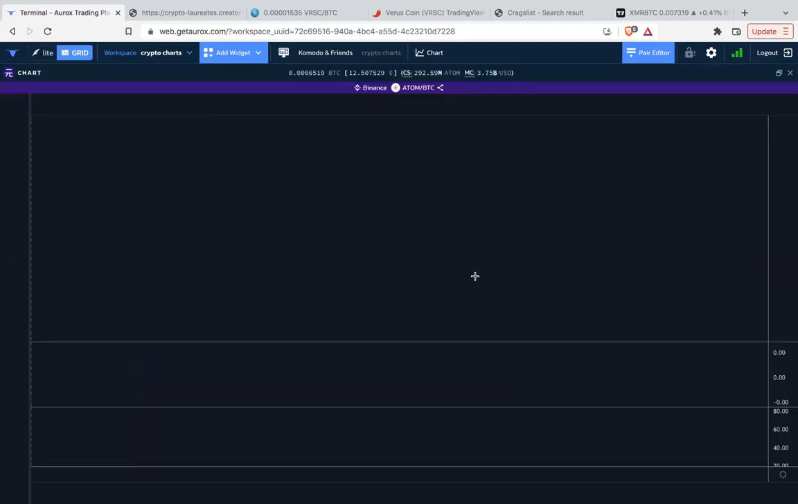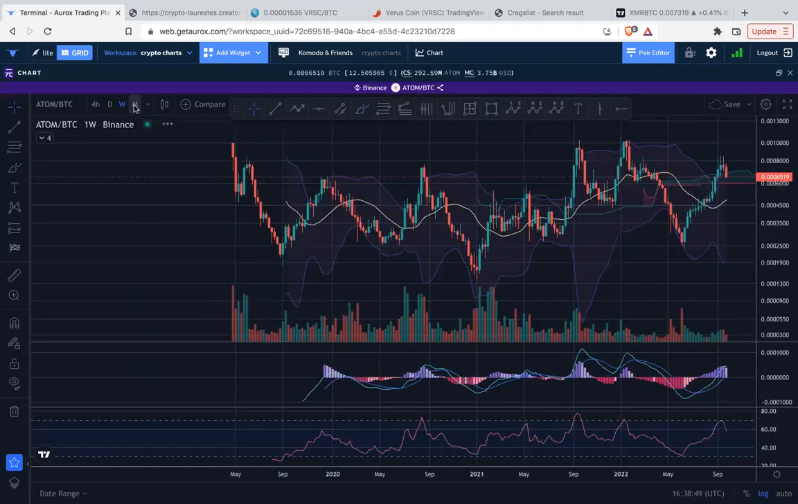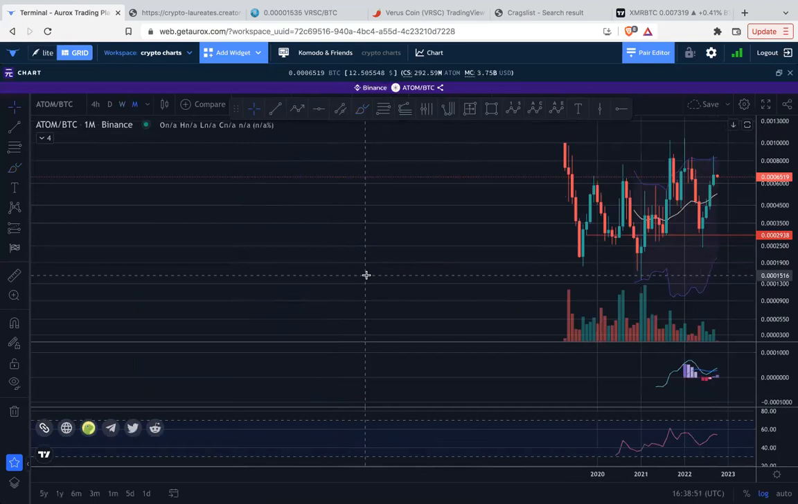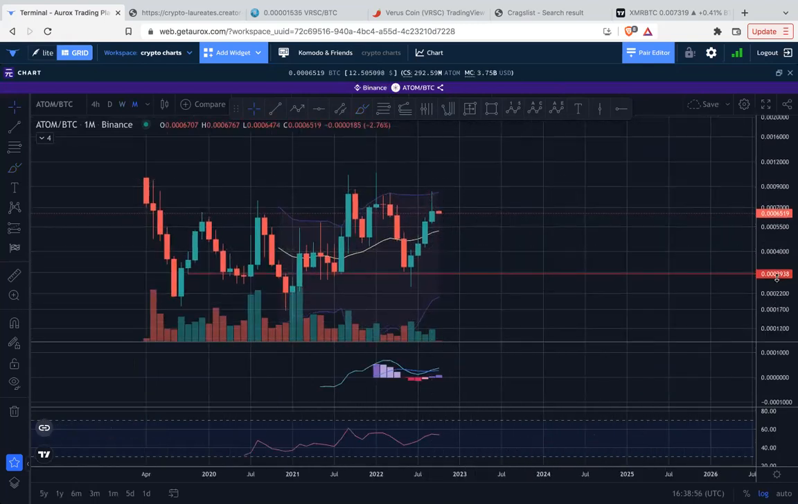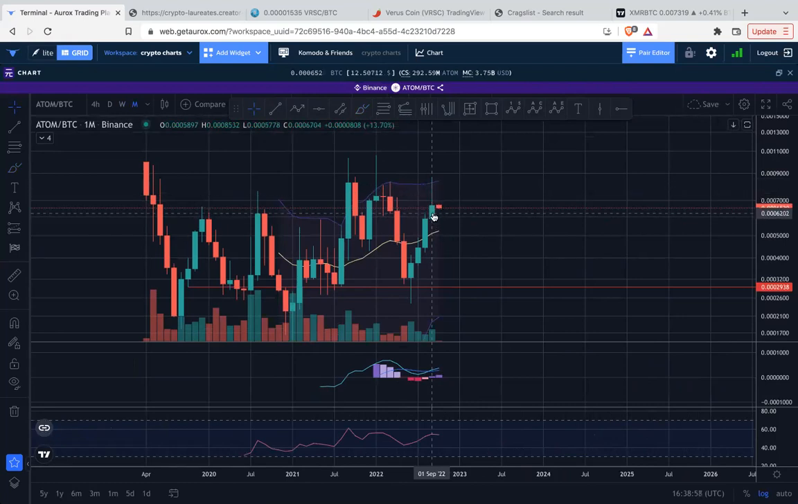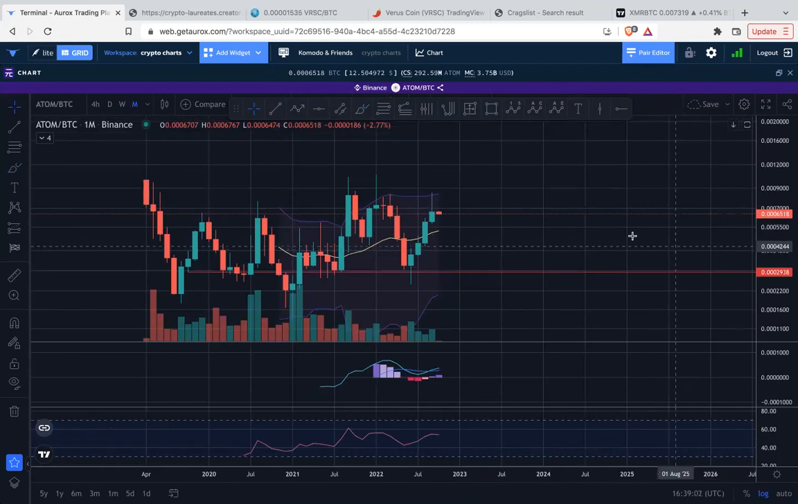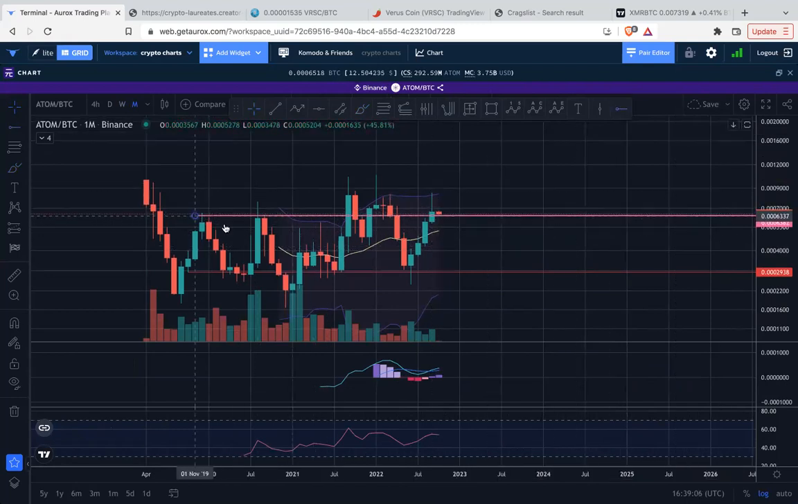ATOM against BTC. It's been doing well on the weekly. Oh yeah, it's looking weak though. And it did get rejected at the top of the Bollinger Band on the monthly in September. And so that's an important consideration. Now you're fighting these previous levels, so you need to hold this as support. I mean, this zone.